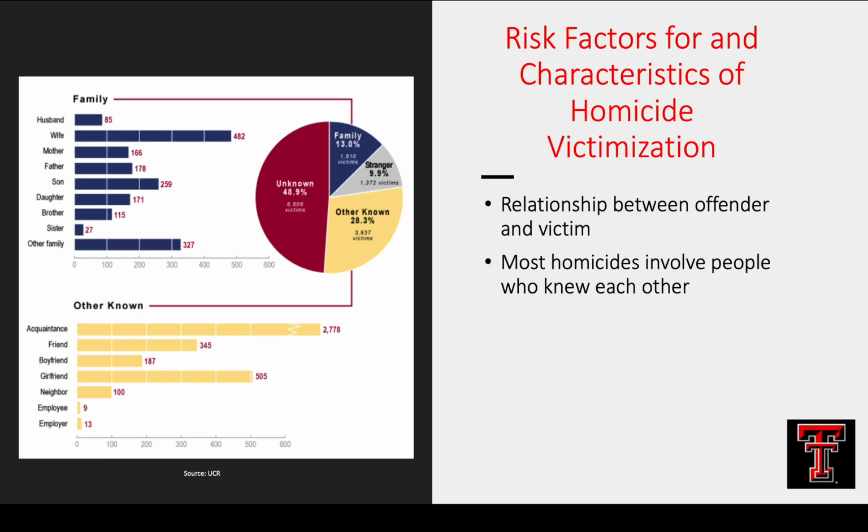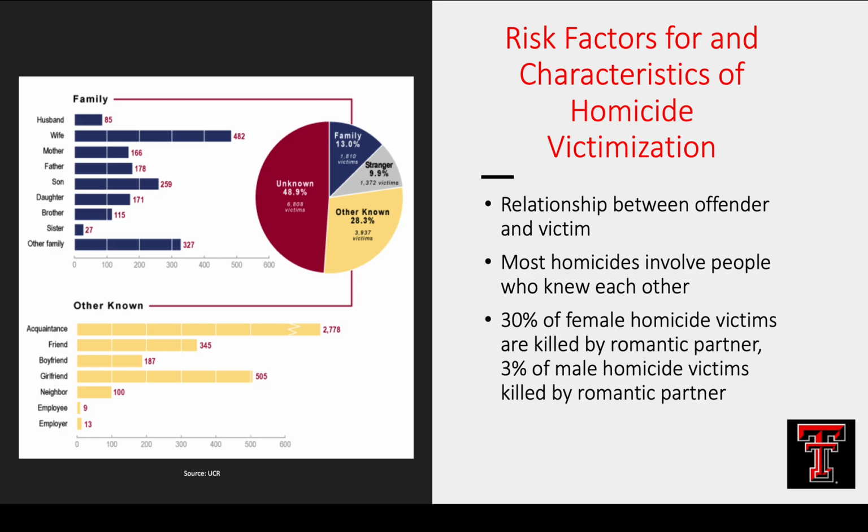Okay, so the relationships between offender and victim. Most homicides involve people who know each other. It's serial murder, mass murder, something that you would be more likely to kill someone unknown to you, but generally people know each other. So about 30% of female homicide victims are killed by a romantic partner, and only about 3% of male homicide victims are killed by a romantic partner. So mostly it's people that you're acquainted with, either friend, romantic partner, family member, etc.